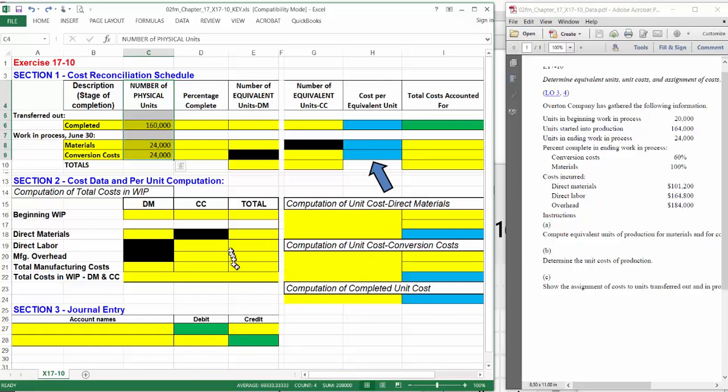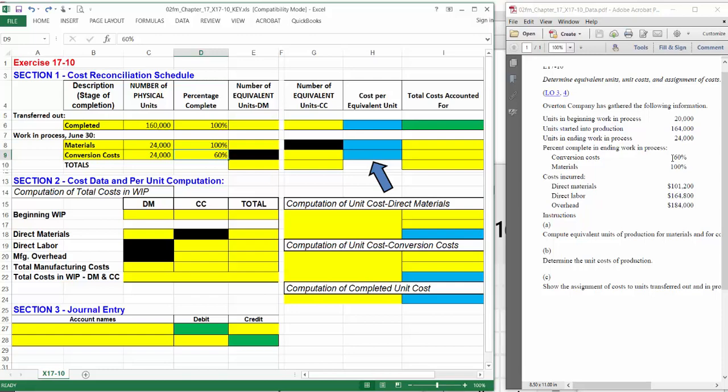So let's continue on. We've completed 160,000 units, and if they're completed, they must be 100% complete. And we have 24,000 units, which the problem tells us is 60% done as far as conversion cost is concerned, but 100% done as far as materials are concerned. So they must have put in all the materials at the beginning of the production process, and they're about 60% of the way done with finishing them up. So we'll drop those in across from each of their respective line items.